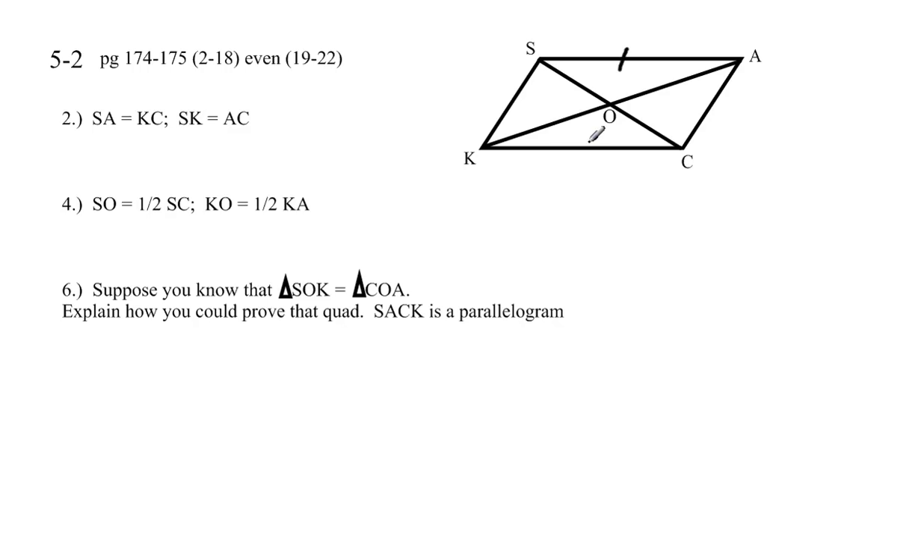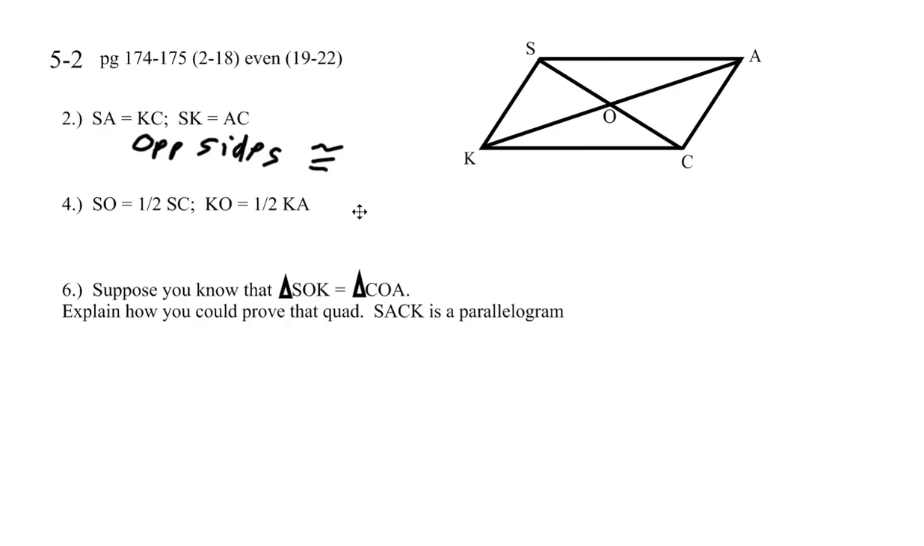SA and KC, and that SK and AC are the same length. For this one, we would just want to say it's a parallelogram because opposite sides are congruent. For me, that's what we would want to go with. This is actually Theorem 5.4 in your book. The next one, we start over here, so we erase what we had.